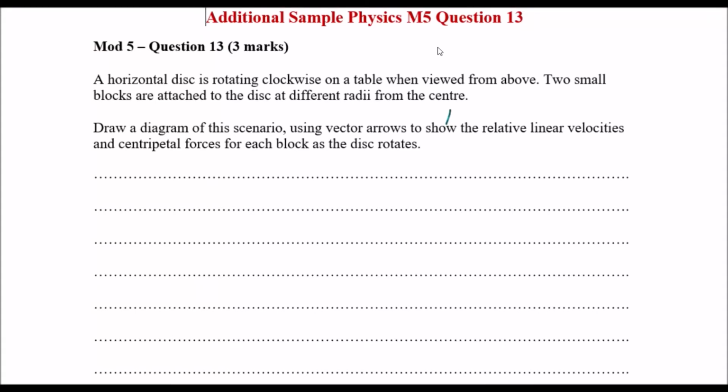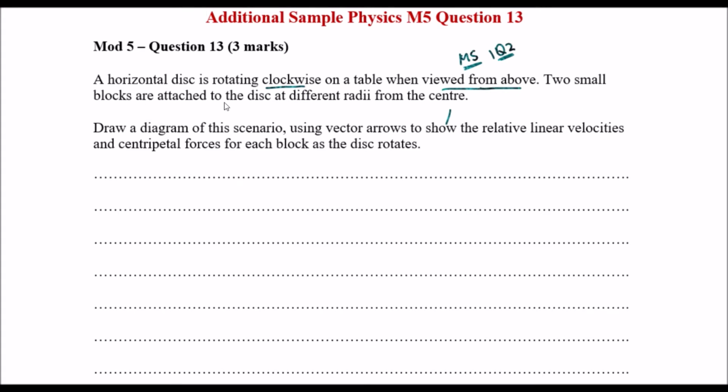Today we'll explain another exam question. This is from the additional sample paper for Module 5, question 13. Just remember this is for Module 5, inquiry question 2, which is on circular motion. We have a horizontal disk that's rotating clockwise on a table when viewed from above.